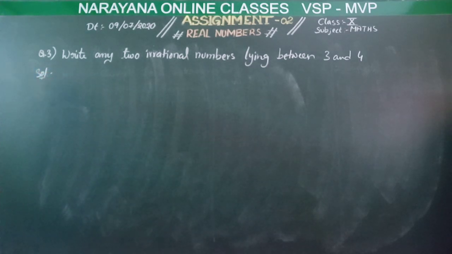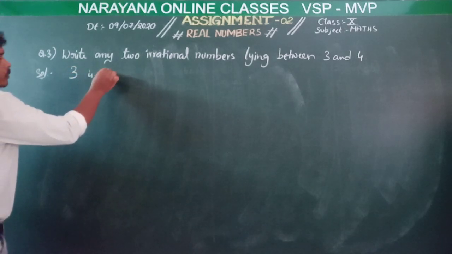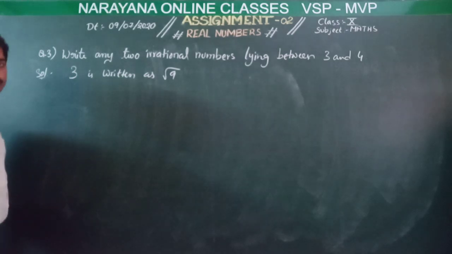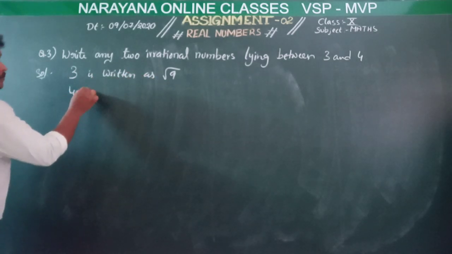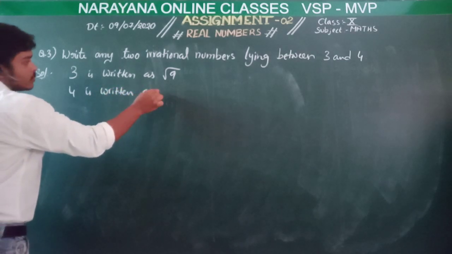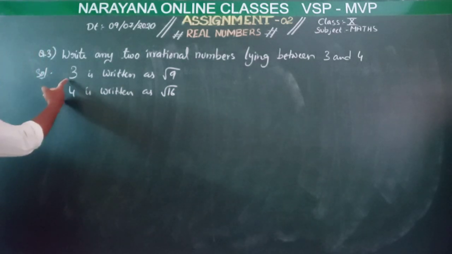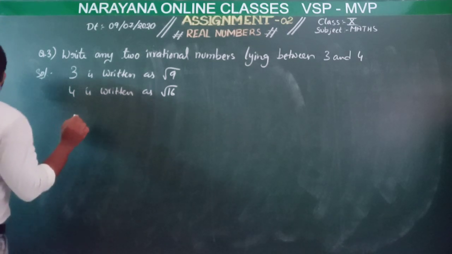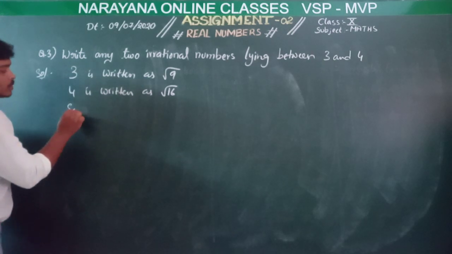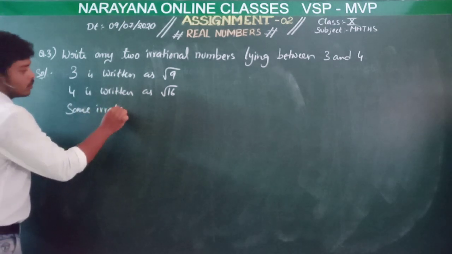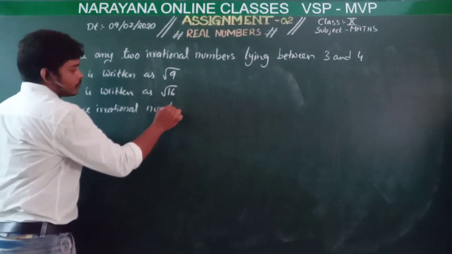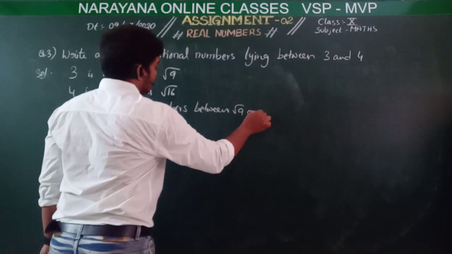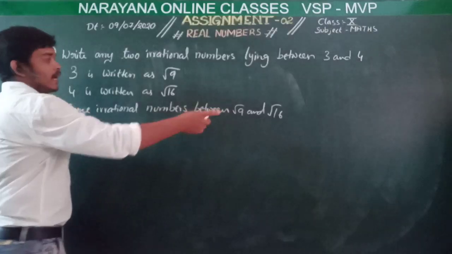Now the solution. 3 can be written as root over 9, since root 9 is 3, and 4 is written as root over 16. Now some irrational numbers between root 9 and root 16, it means between 3 and 4.